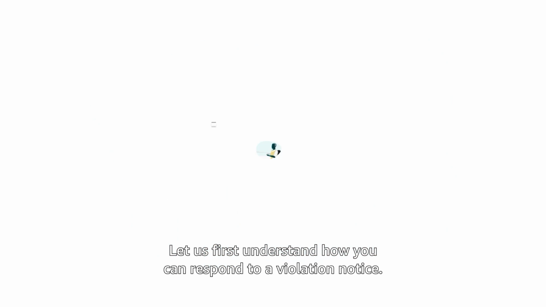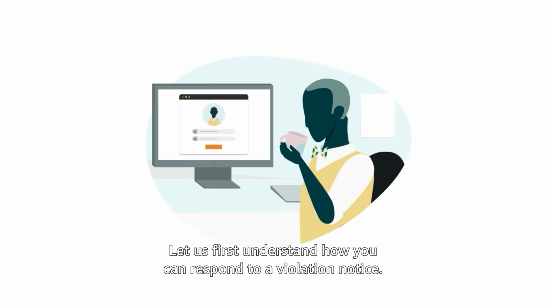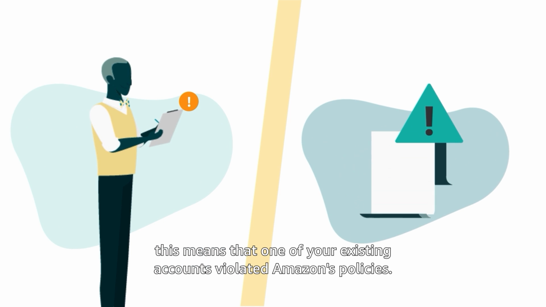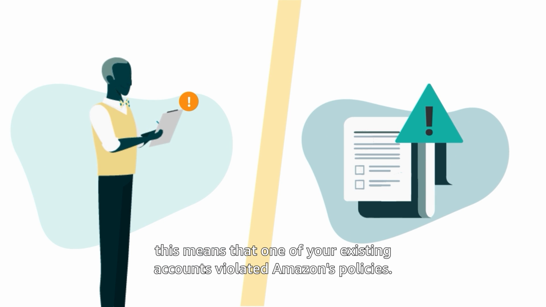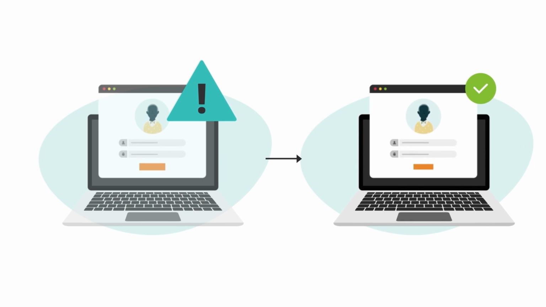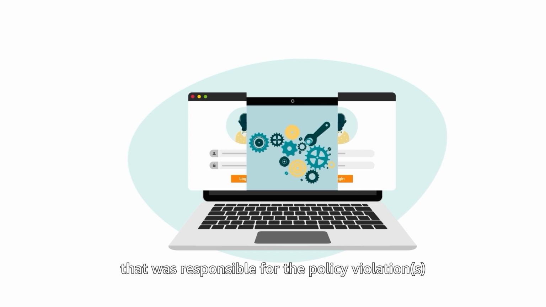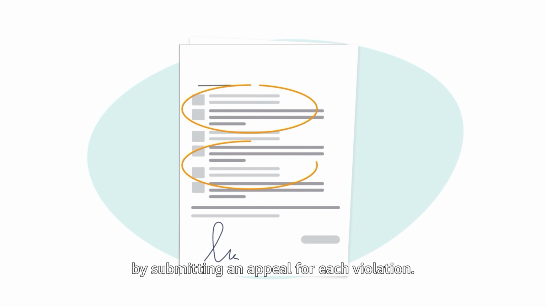Let us first understand how you can respond to a violation notice. If you receive a notification that a related account has been deactivated, this means that one of your existing accounts violated Amazon's policies. In order to reactivate your related account, you must first address the violation in the underlying account that was responsible for the policy violations by submitting an appeal for each violation.